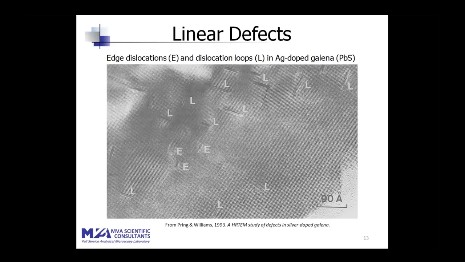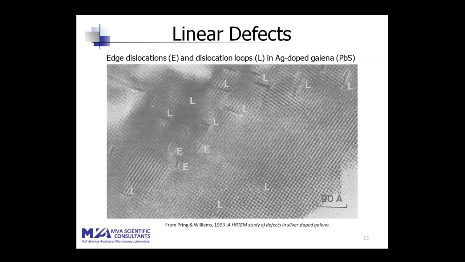So here we have an image of some linear defects, of some dislocations. In this case, this study in 1993 was an HRTEM study of some silver-doped galena, where they were hoping to observe dislocations within the silver-doped galena. And you can see that there are some irregular-looking areas more towards the center of the particle in this image, and some of them are labeled E and some of them are labeled L.